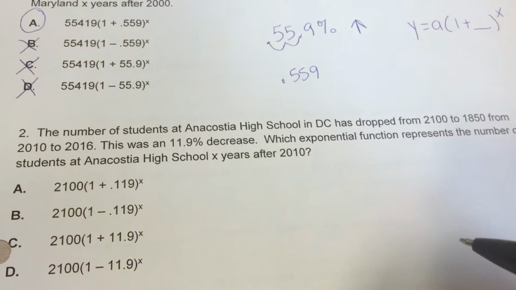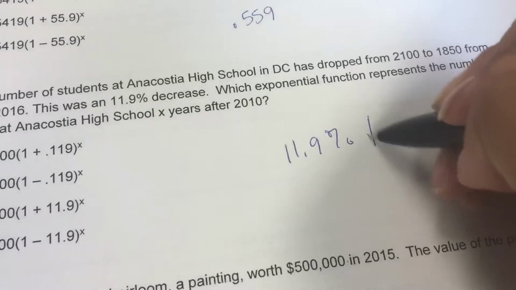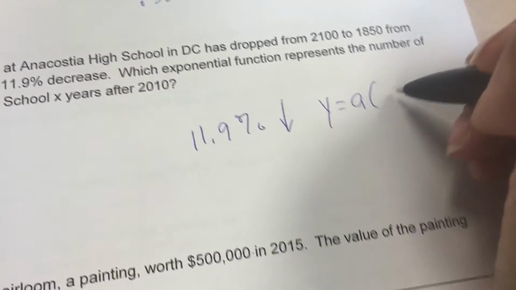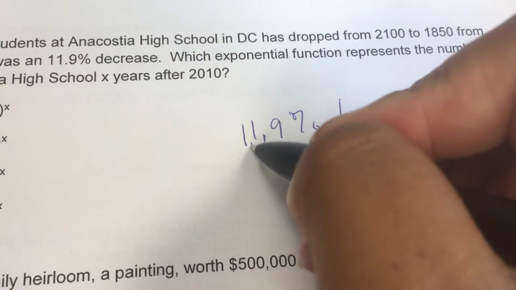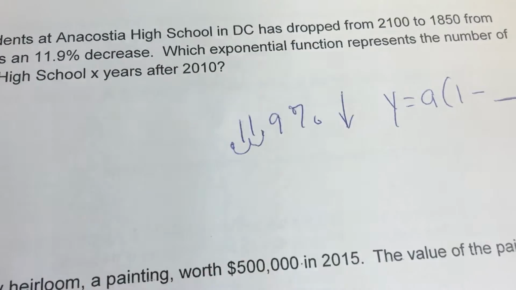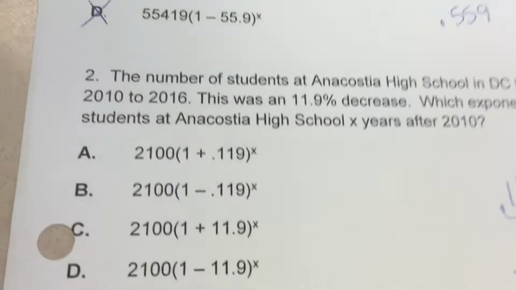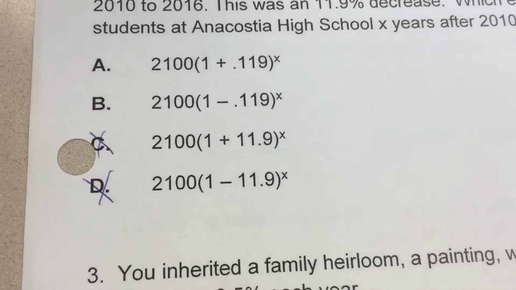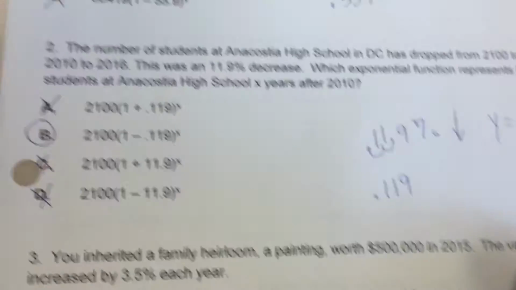Okay, the next one talked about the number of students dropping, so that was an 11.9% decrease. So decrease is A times 1 minus something to the x. First step, move your decimal point over 2 spaces, and that gives you 0.119. So look at your choices to see which are not 0.119. And again, C and D don't work. Because the equation is supposed to be 1 minus, the only choice that has 1 minus is B. So B was your choice.